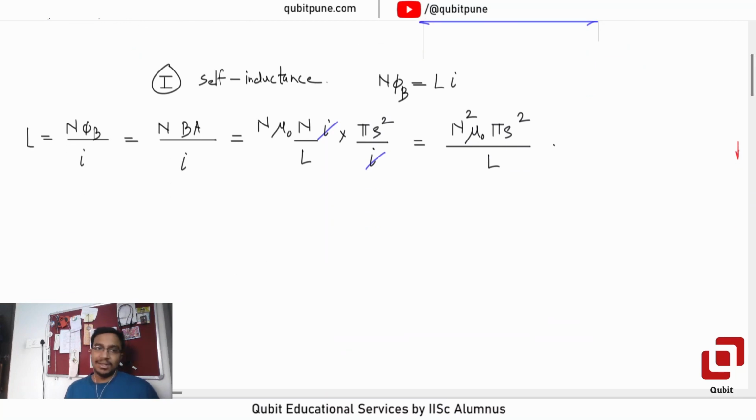Now we need to consider the mutual inductance. Now let us go to mutual inductance. Now how to find the mutual inductance? The formula is the same.